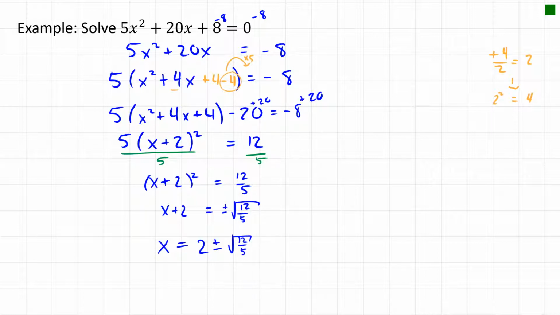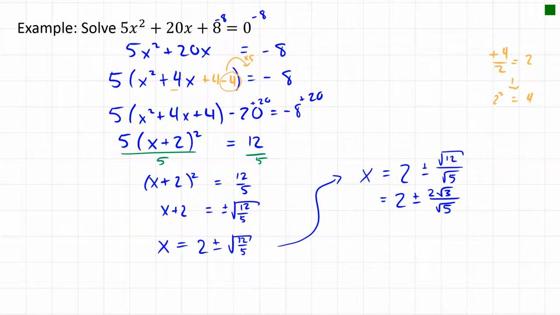Now the square root of 12 over 5 can be simplified a bit, so I'm not quite at my final answer just yet. And I'm going to work over here on the right, where I have some room to do that. So x is equal to 2 plus or minus, square root of 12 over the square root of 5. The square root of 12 can be simplified, and also we don't want an irrational denominator. So I have to rationalize this denominator as well. So let's do this in a couple of steps. So first I'm going to write square root of 12 as 2 root 3, and then I have that over the square root of 5.